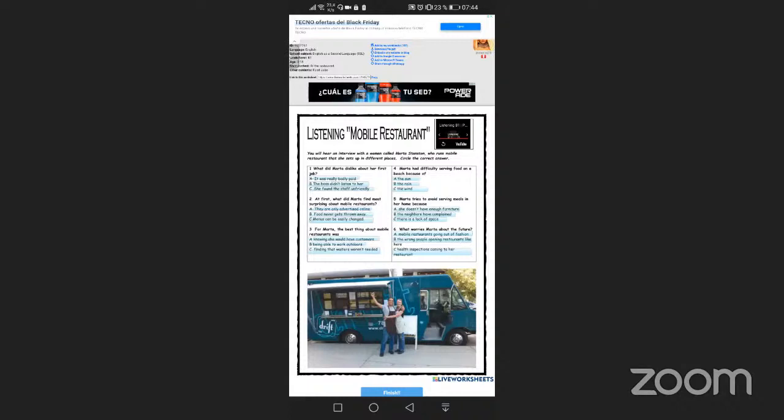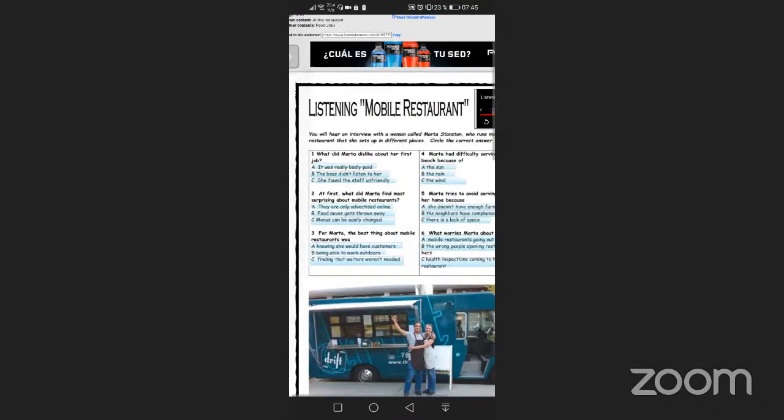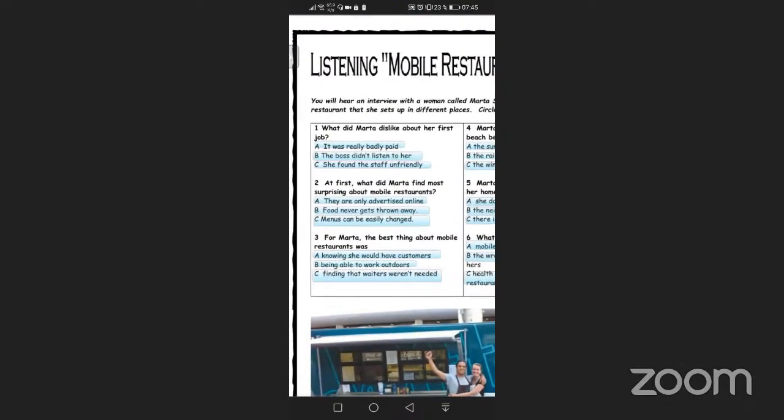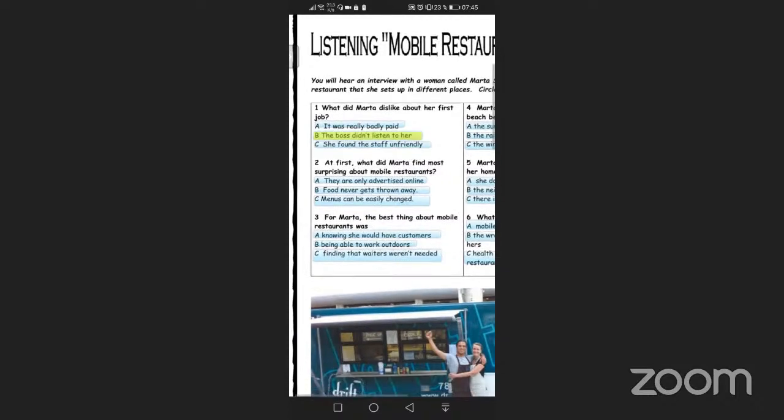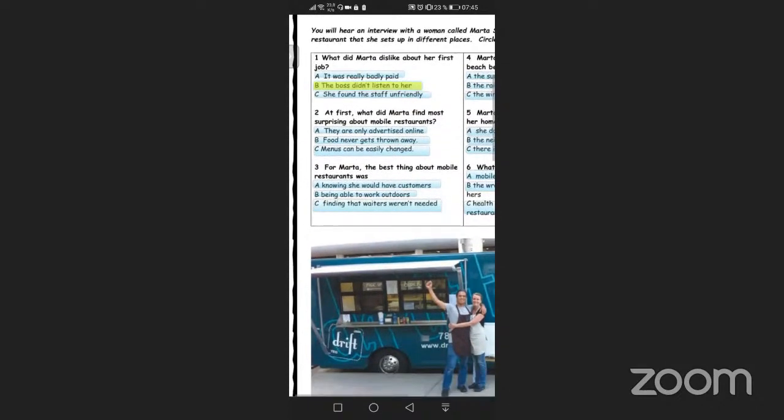So let's start maybe with number one. Maybe we can read the question and which of the options do you think is correct? What did Marta dislike about her first job? It was really badly paid. The boss didn't listen to her. She found the staff unfriendly. The option B, the boss didn't listen to her. That's correct. Great.